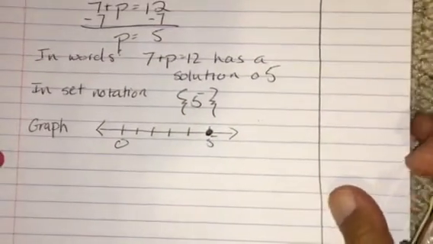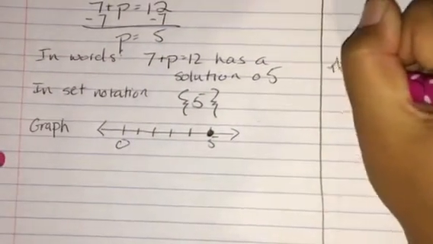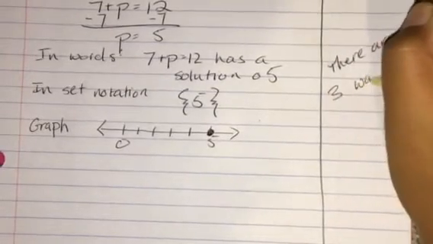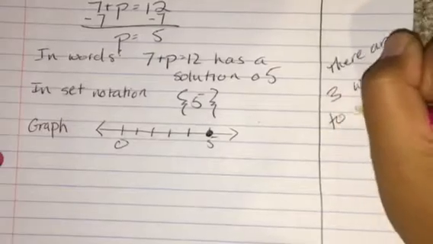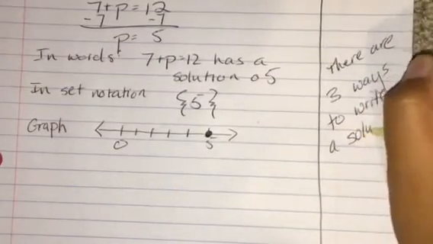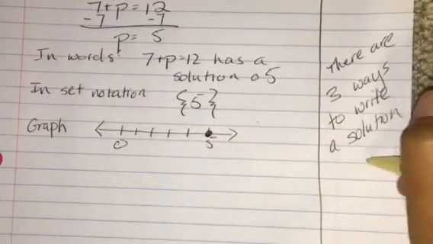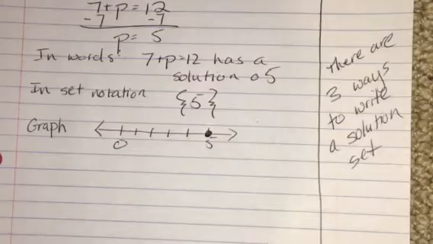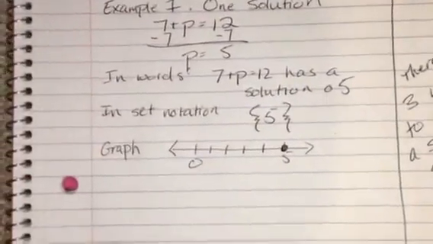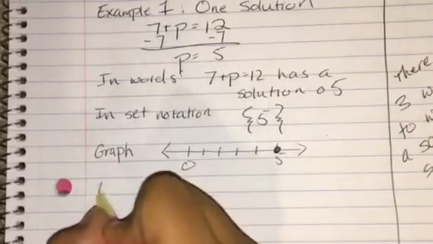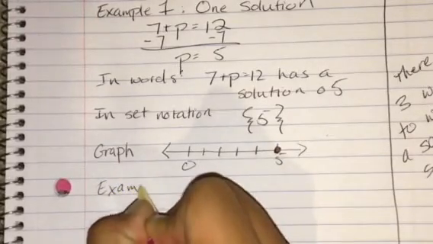Okay, out of your big ideas, maybe you can write, there are 3 ways to write a solution set. And you will have to know all 3 ways to write the solution set. Okay, that was example 1. We've seen solution sets with equations before. Now, let's work on example 2.